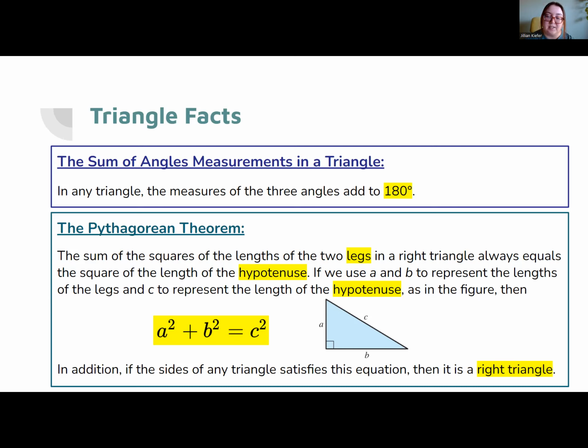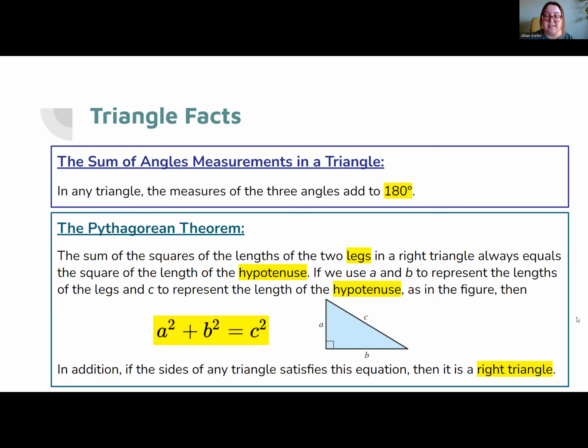We say in addition, if the sides of any triangle satisfy this equation as well, it is also a right triangle. So if any sides would satisfy this, whether or not you were told it was a right triangle, if it satisfies, it inherently becomes a right triangle as well.